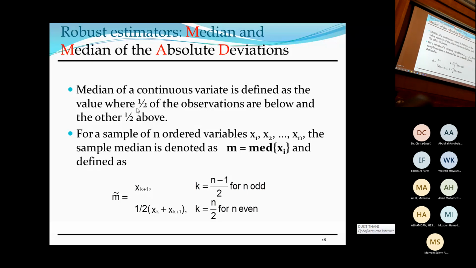That's the median. On the other hand, if I have an even number of variables, then it's defined as 1/2 the kth plus k plus 1 variable, where k is equal to n over 2. So if the number of variables is 10, then k would be 5, and the median would be the average between the 5th and 6th variables.